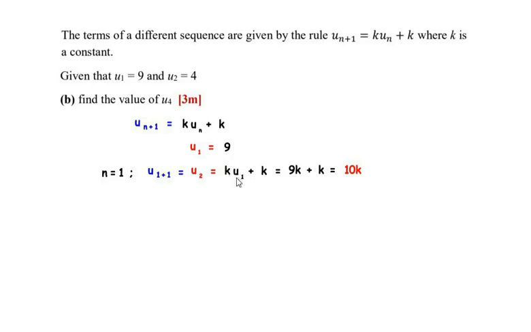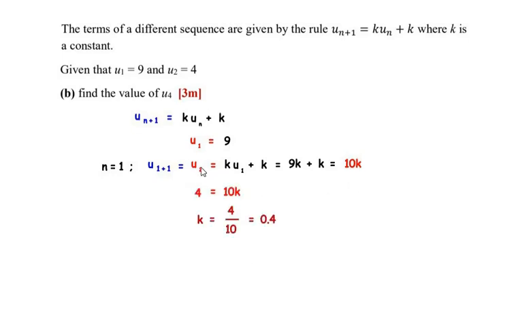So here plugging in the value of u1 as 9, we get the first term as 9k + k. So 9k + k, they both are like terms. So adding them together gives us 10k. Now since we have been given the value of u2 as 4, let us equate 4 equal to 10k. So here in place of u2 we have written 4 is equal to 10k. Now taking 10 to the other side of the equal sign, we get k equal to 4/10, or writing it as a decimal we get 0.4.